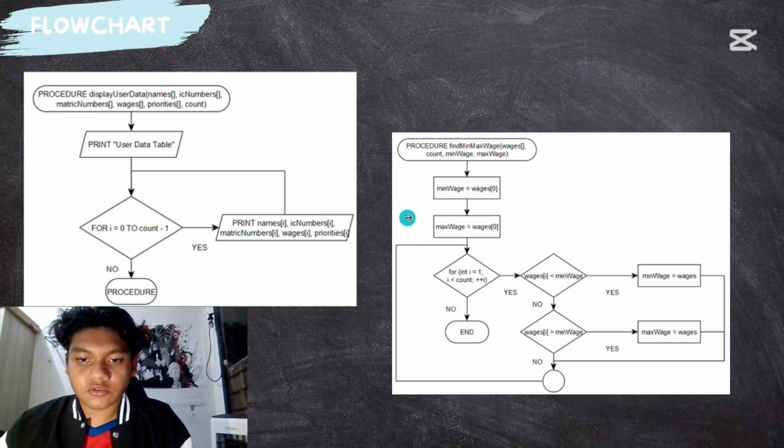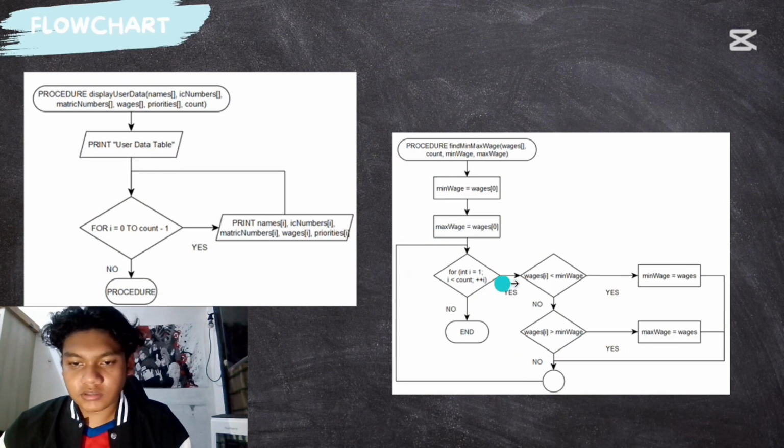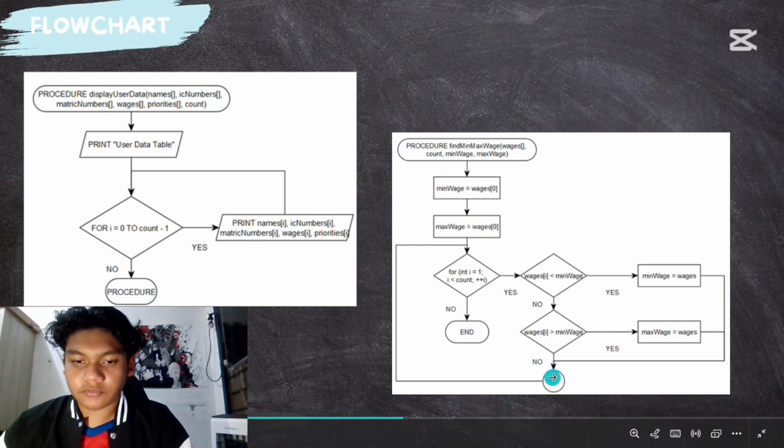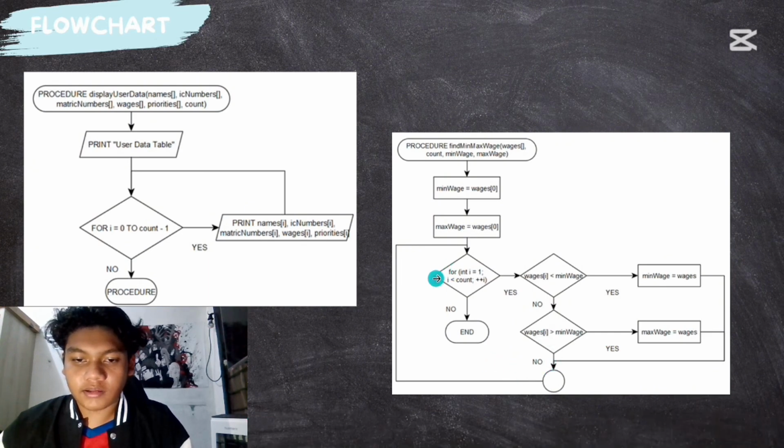This is the find min max wage function. Declare min wage and max wage equal to wage. For i equal to 1, i less than count, i plus plus: if wage is less than min wage, min wage equals wage. If no, if wage is more than max wage, max wage equals wage. If no, end the looping.